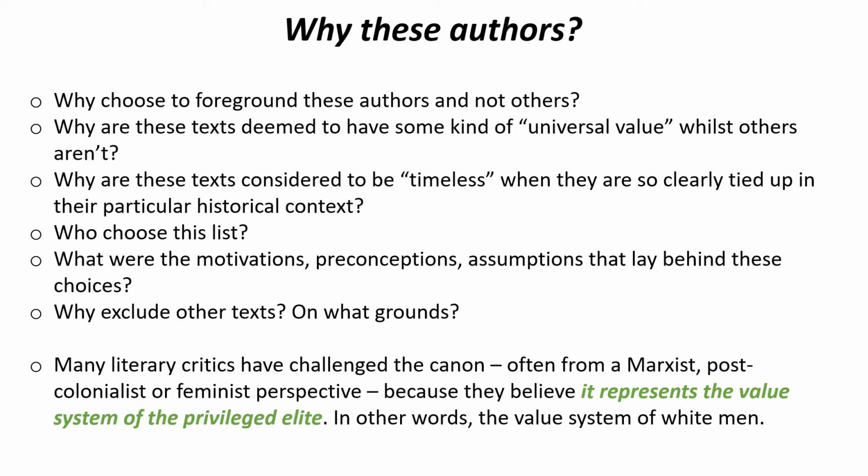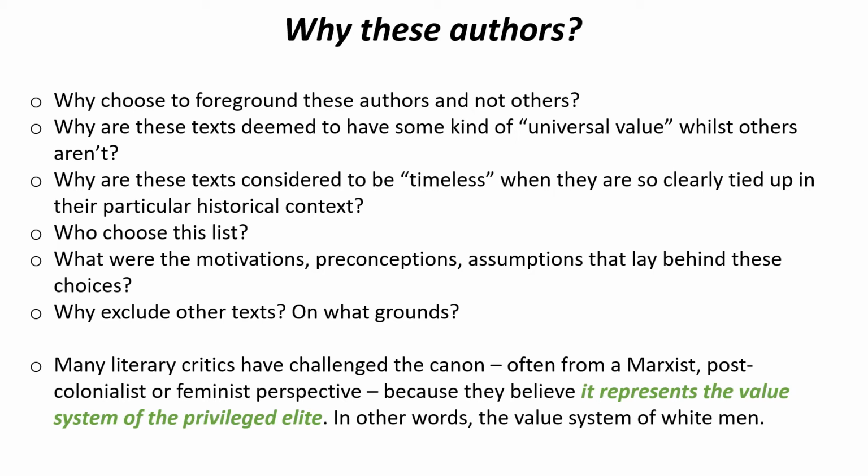It's a group of texts that people over a couple of centuries seem to have agreed that everybody should read, and particularly students of literature should read. Now, many literary critics have challenged this canon, this list of texts, often from a Marxist, a post-colonialist, a feminist perspective, because they believe that it represents the value system of the privileged elite. So in other words, the value system of white men. And if you look back at that list that I had on the previous slide, the thing that a lot of those writers have in common is that they're white. So they're coming from that colonial perspective in a lot of cases.